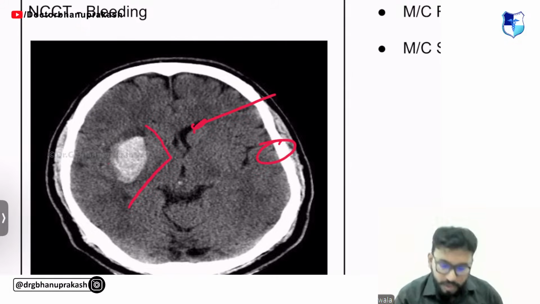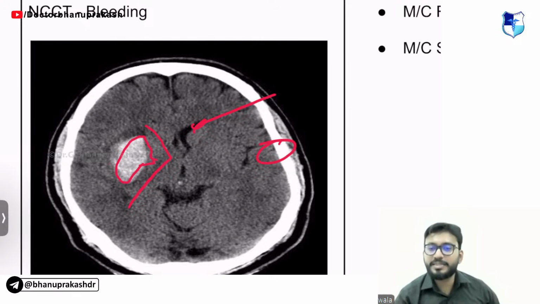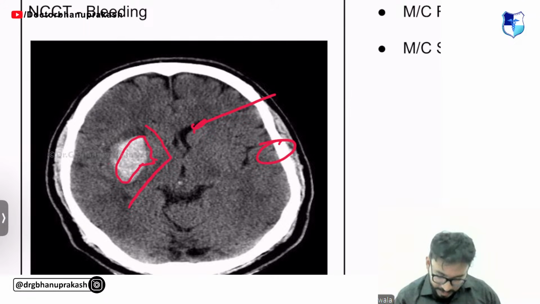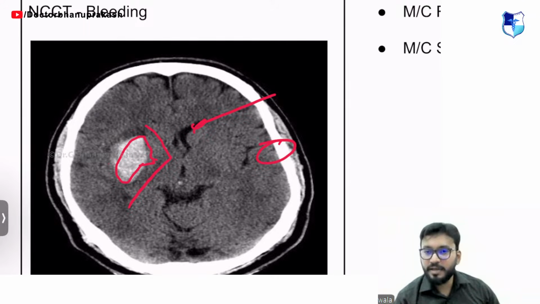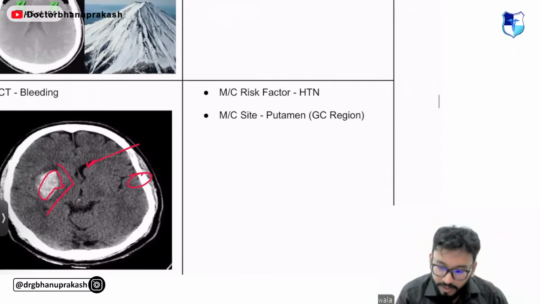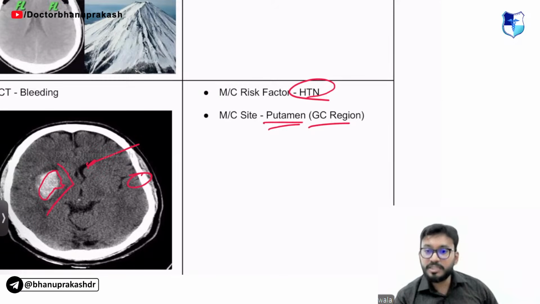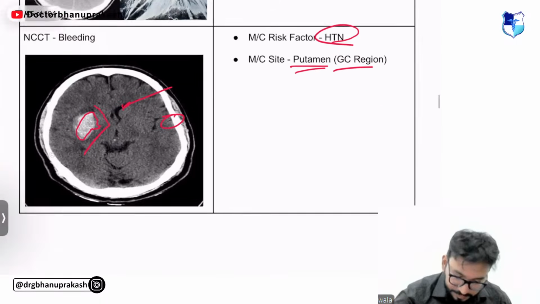This is the internal capsule, and normally what we have here is the lentiform nucleus, guys. This is the lentiform nucleus, which bleeds. Yes, gangliocapsular region. Absolutely right. GC region, gangliocapsular region bleed presents here. It is the hypertensive bleed. The most common risk factor is hypertension. The most common site is the putamen, known as the GC region bleed, gangliocapsular region bleed. This is a hypertensive bleed, guys.